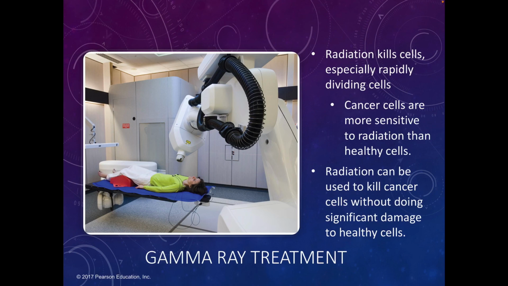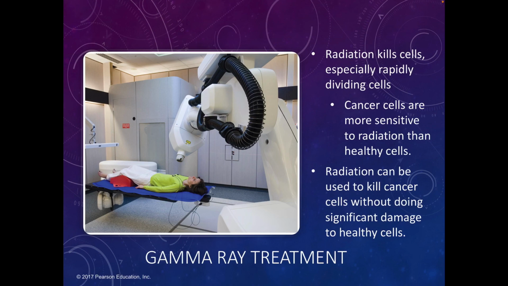Well, radiation kills cells. Radiation kills cells, but it kills the most rapidly dividing cells the most, if that makes sense. It's going to target the ones that divide the fastest. And cancer cells divide really, really fast, which makes them more sensitive to radiation than healthy cells. So we can use this targeted radiation.